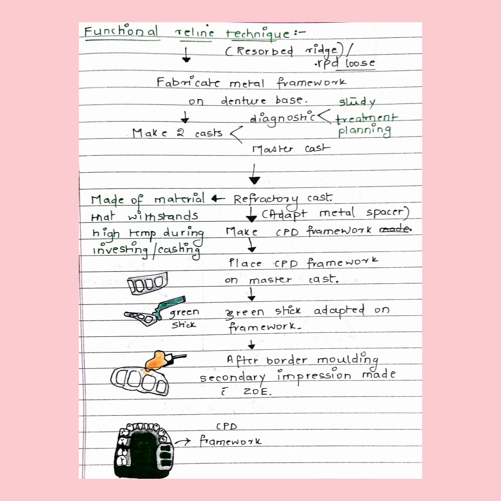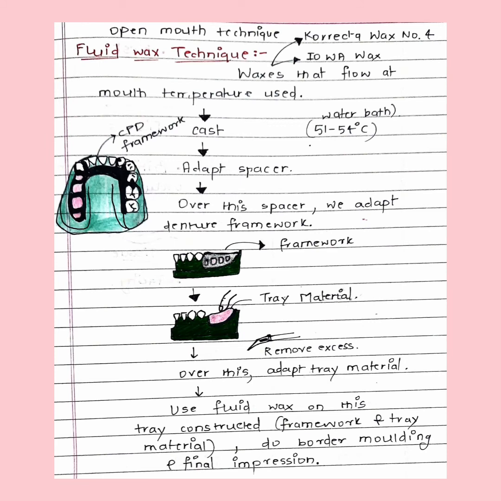Next is the functional relining technique. This is especially for resorbed ridges or loose RPDs. So we have this metal framework, or we fabricate it on the denture base. We make two casts, a diagnostic cast and a master cast. The master cast is made after taking the final impression. Then we also make a refractory cast. It is made of material that withstands high temperature, and this is needed during investing or casting procedures. So we make the CPD, cast partial denture framework, and this metal framework is then placed on the master cast. Then we also use green stick, which is adapted on this framework to do border molding, and the secondary impression is made with ZOE.